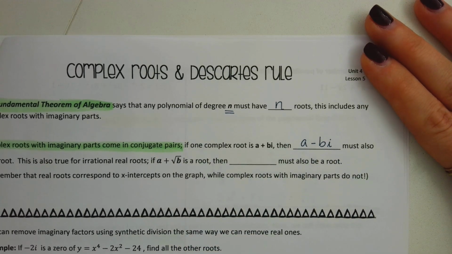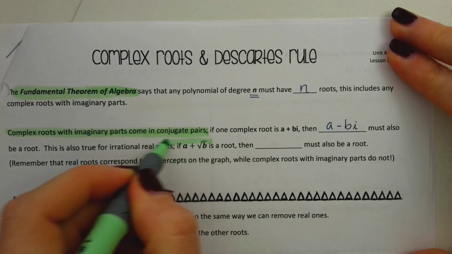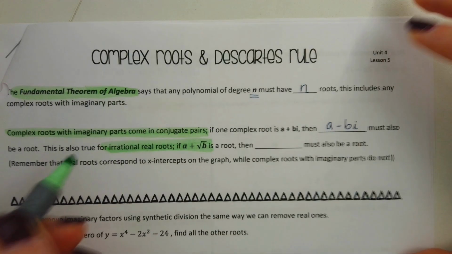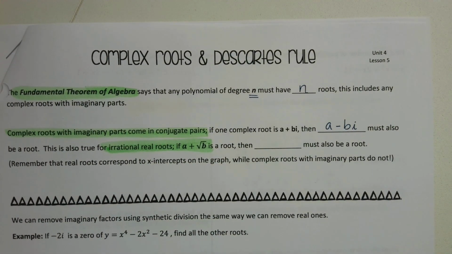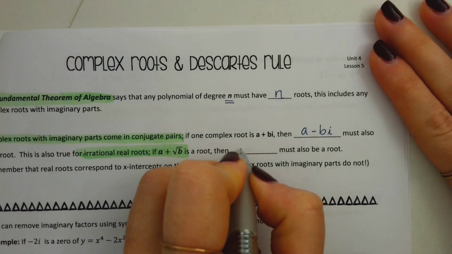That same thing is true if you have irrational real roots. They also come in pairs. If a plus the square root of b is a root, guess what's also a root? A minus the square root of b.